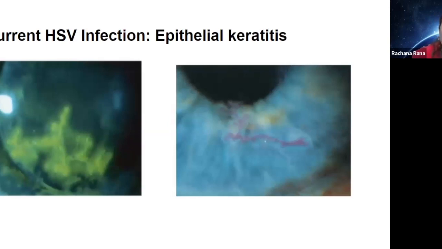Recurrent herpes simplex virus infection also affects the eyelid and conjunctiva, causing blepharoconjunctivitis. In the epithelium, epithelial keratitis is more common. Here we can see the fluorescein staining of the dendritic pattern. And here we can see the rose bengal stain of the typical dendrite pattern. But in our part of the world, we mainly use fluorescein staining. We don't have rose bengal stain, and I think the patient is more uncomfortable with rose bengal stain. So fluorescein staining is more suitable for patients also.